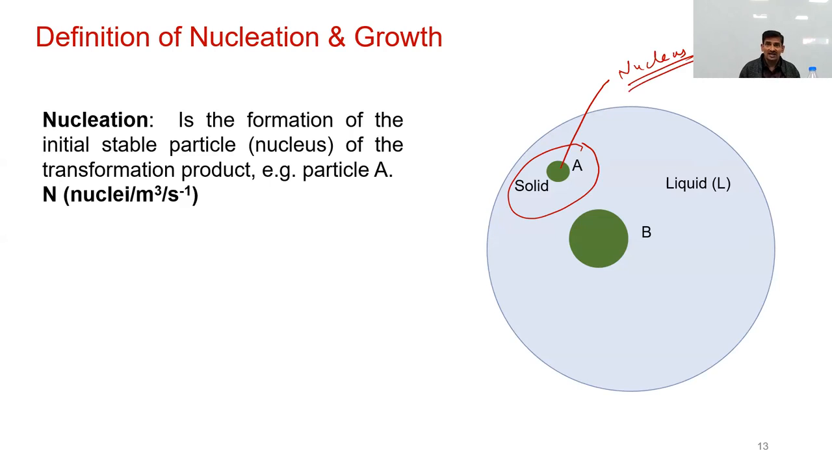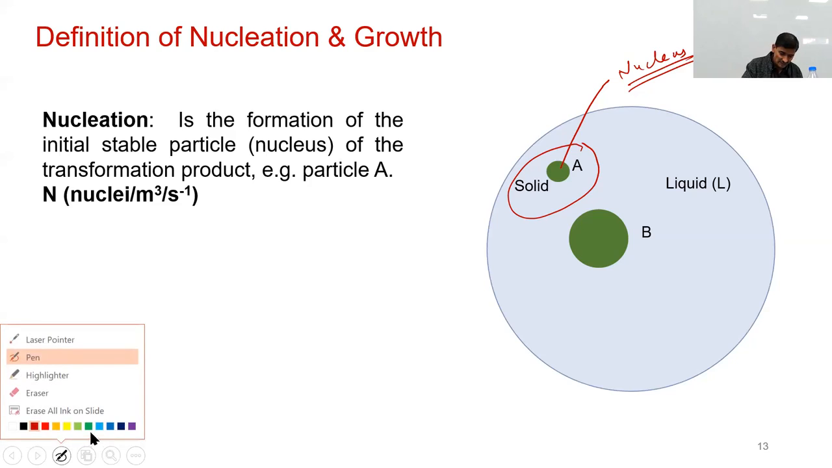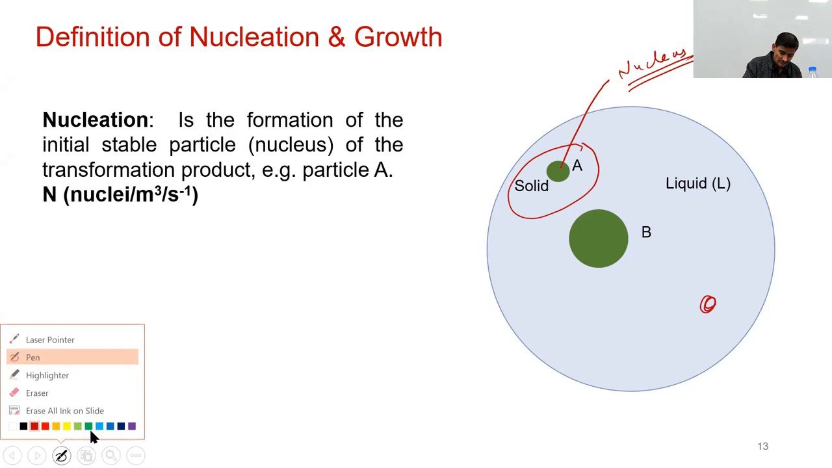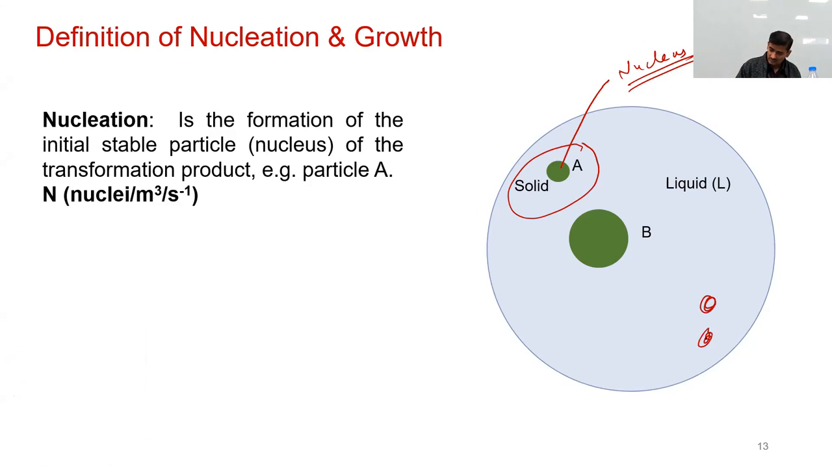So these nuclei can form independently throughout the whole volume of the liquid. I've just shown one here. You could also say that there can be another solid here, another nucleus forming over here, yet another over here. So it's a random process. It happens throughout the volume of the material. And once these nuclei form, what is the next step? They will need to grow.